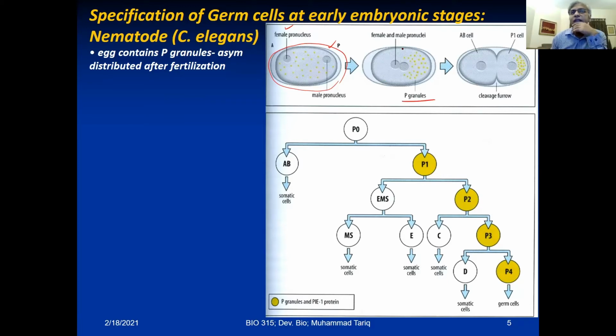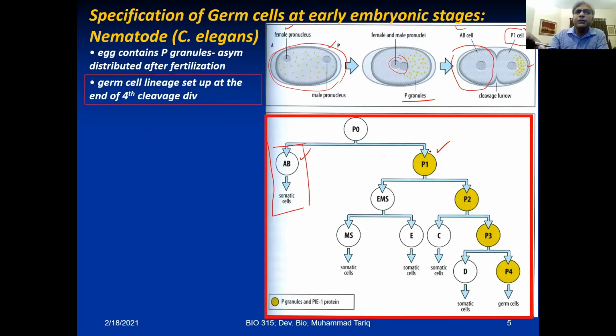After fusion of the male and female pronuclei, the first cell division is already asymmetrical, it's not equal, because all the cytoplasmic P granules are passed on to the first cell, P1. The other one is AB. Here, this is P0, the cell after fusion of male and female pronuclei. This is P1, which inherits all the P granules. All the somatic cells in nematode are the product of the AB cell. This big cell is going to divide and contribute to all the somatic cells.